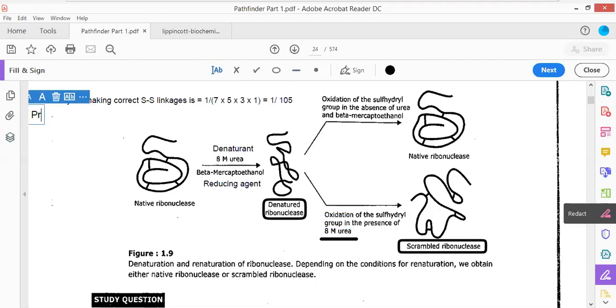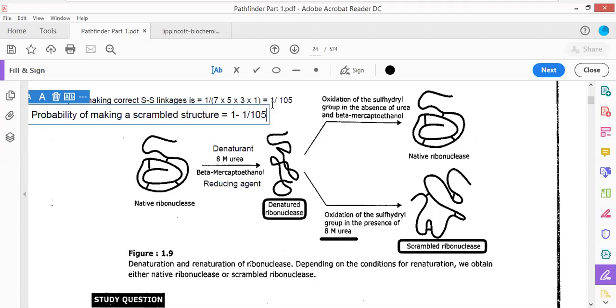Now see this, the probability of making a scrambled structure equals 1 minus 1 upon 105. This is how you get the probability, because either this protein is going to renature or it is not going to renature. You calculate the probability of its correct renaturation, subtract it from one, and you get the probability of getting a scrambled structure.